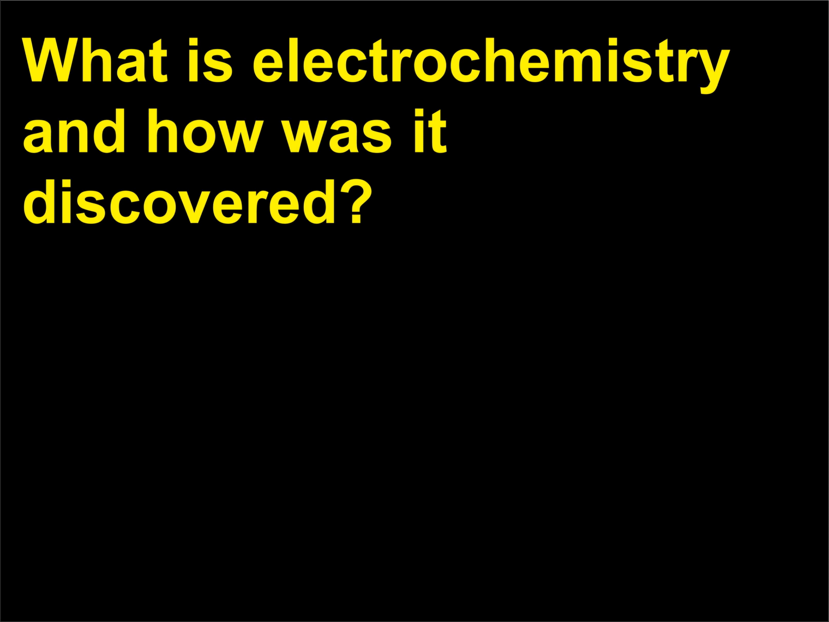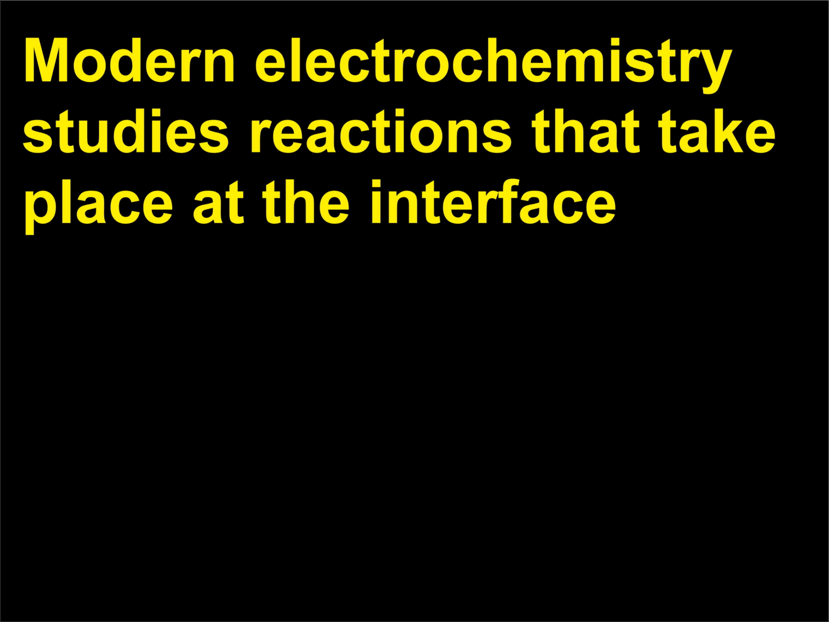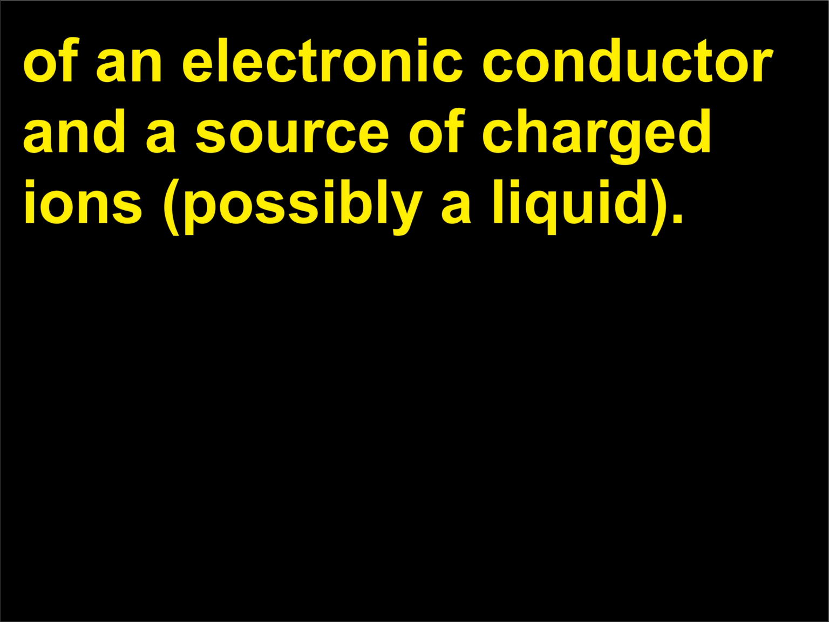What is electrochemistry and how was it discovered? Modern electrochemistry studies reactions that take place at the interface of an electronic conductor and a source of charged ions, possibly a liquid.